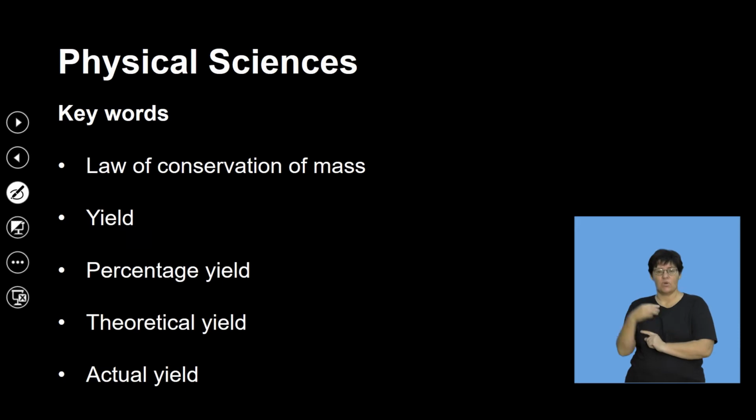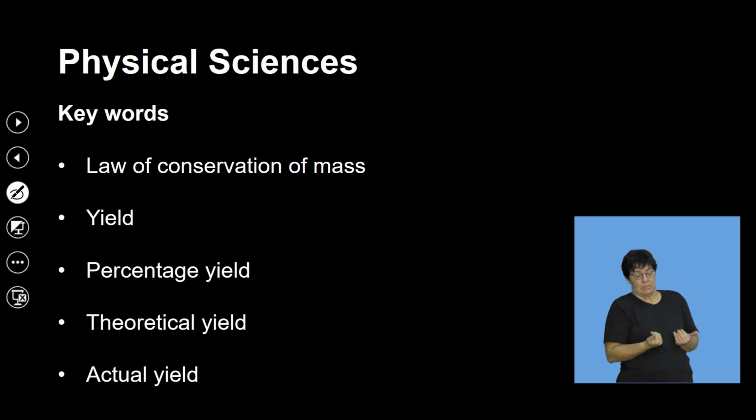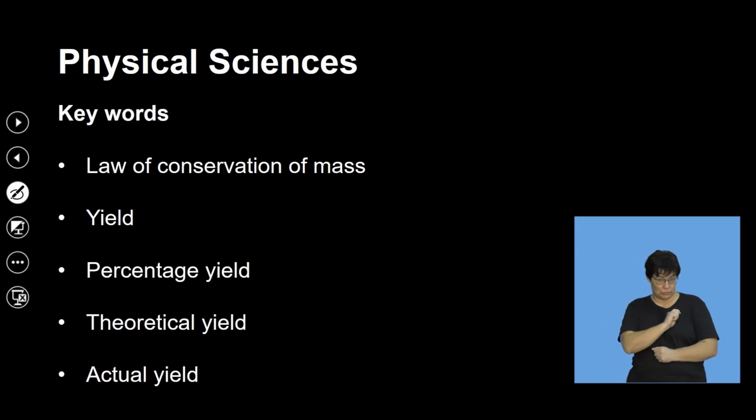Right. Now, what are some of the keywords that we need to pay careful attention to? The law of conservation of mass, which has to do with the amount of matter that is involved in a chemical reaction. We'll also use the term yield, which has to do with the quantity or the magnitude of the end product in a chemical change. We'll also express that as a percentage in the form of a percentage yield. And then we'll talk about the theoretical yield, which is what is expected, versus what actually happens, which is the actual yield. So these are some of the key terms.